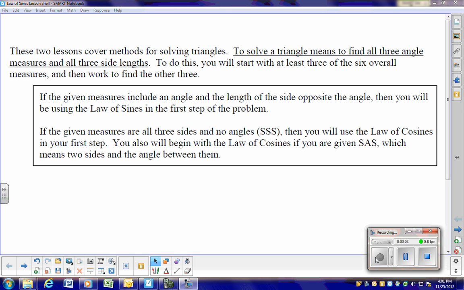Hello, this is the Law of Sines lesson. You should be listening to this with your notes packet out and have the heading Law of Sines lesson. Next two lessons we're going to be talking about the Law of Sines and the Law of Cosines.